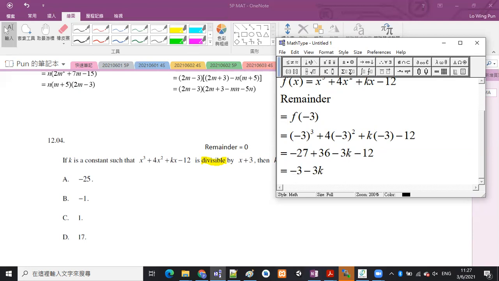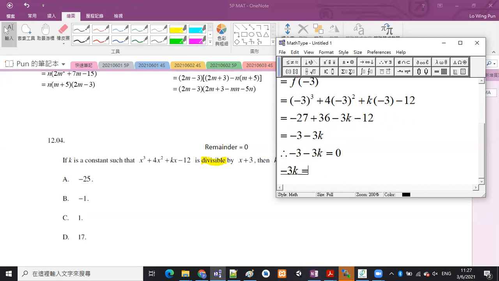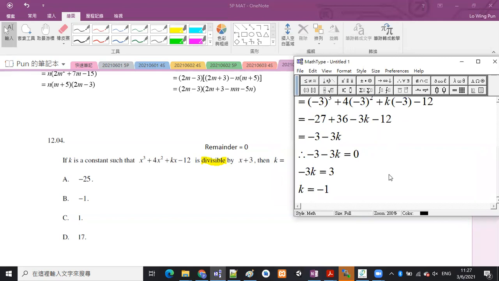Can you follow? This is our remainder. But this keyword suggests to us that the remainder should be equal to 0. Therefore, I should put my remainder to be equal to 0. Therefore, 3 minus 3k is equal to 0. And from this equation, you can calculate the value of k. Can you see this? So -3k is equal to 3, which means that k is -1. And the question just asks us to find the value of k, right? Yes. So the answer is option B.